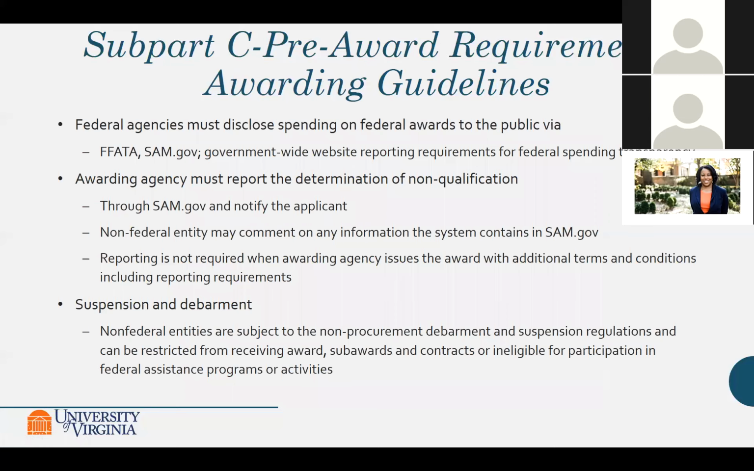And more requirements for the federal agencies. They have to disclose their spending on federal awards via FFATA, SAM.gov. They must also report the determination of non-qualification. So if they're telling someone they're not allowed to get funding, they have to notify them, and if there's suspension or debarment, some of that process is spelled out as well. Essentially, if you're suspended or debarred, you're ineligible for participation in federal assistance programs or activities, which is why oftentimes we're asked if we're suspended or debarred. And also we ask that question to outgoing subs because it's part of the compliance that's required.